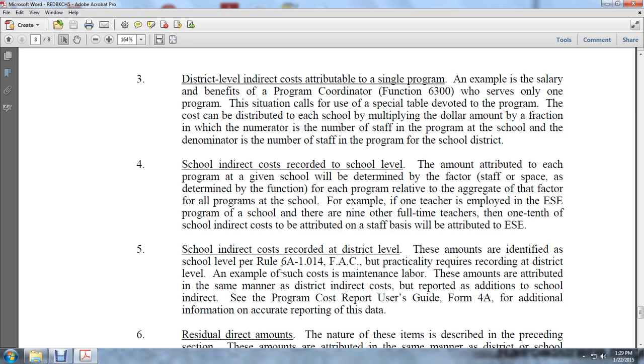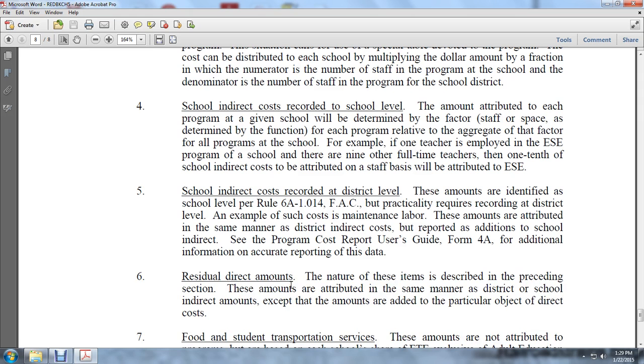School indirect costs recorded at the district level. The amounts identified at the school level per 6A-1.014 Florida Administrative Code particularly require the recording at the district level. For example, such costs as labor, the amounts are attributed in the same manner as the indirect costs but reported in addition to school indirect. For the program cost reports, see the user guide form 4A for additional information on accurate reporting of this data.